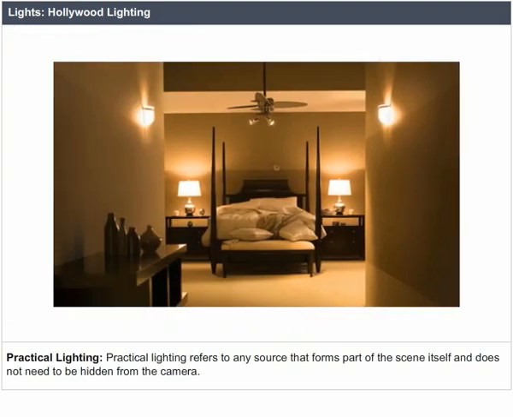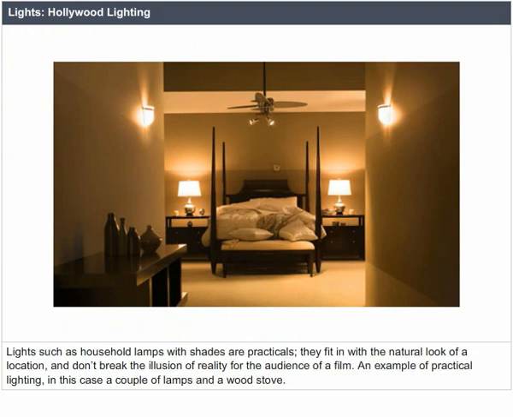Practical lighting. Practical lighting refers to any source that forms part of the scene itself and does not need to be hidden from the camera. Lights such as household lamps with shades are practicals. They fit in with the natural look of the location and don't break the illusion of reality for the audience of a film. An example of practical lighting, in this case, a couple of lamps and a wood stove.